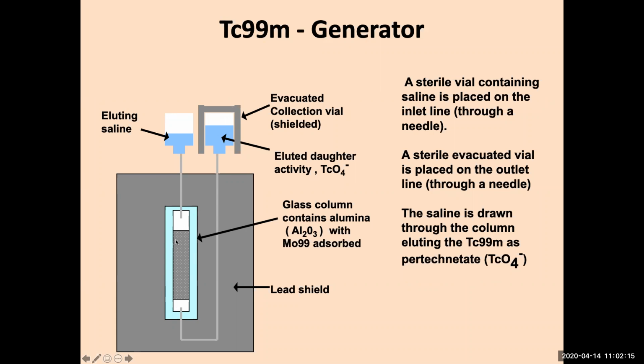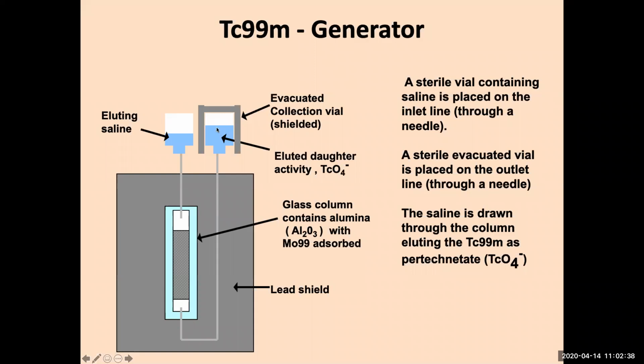And here we have the glass column containing alumina. Inside this alumina, there is molybdenum-99 absorbed. So molybdenum-99 absorbed in alumina decays to technetium-99 metastable. The saline passes through this alumina column and extracts the technetium-99 and goes to the evacuated vial here.